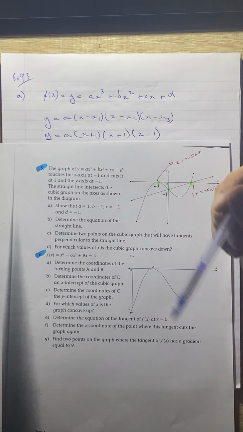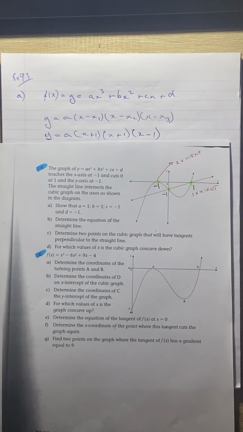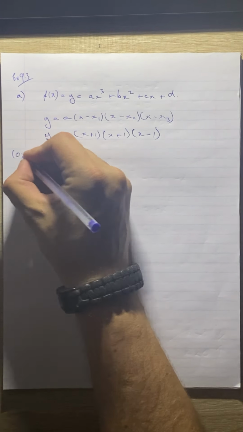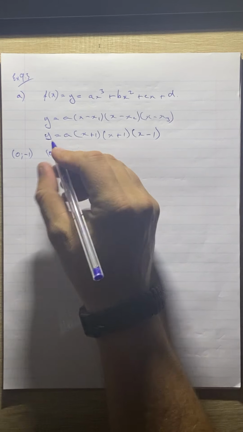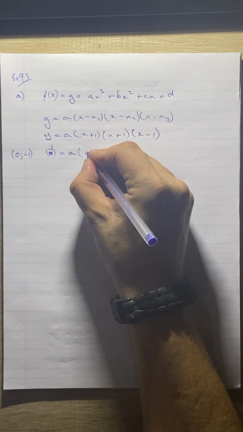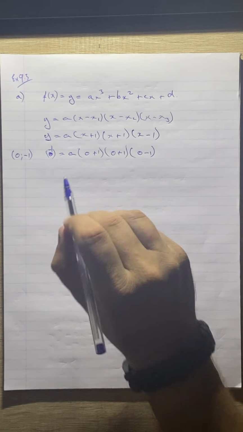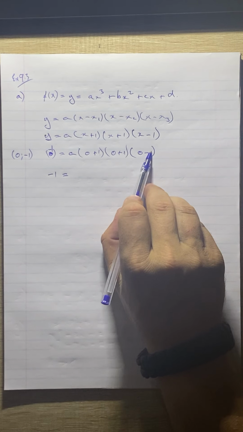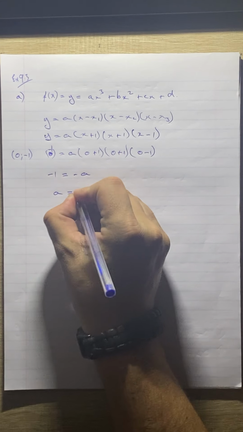Okay, now we need to find out what this a value is. In order to find that a value, I'm going to substitute a point in. And the point that we have is this one over here, which is (0, -1) for our y-intercept. So I'm going to be substituting in (0, -1). I beg your pardon, our y value is -1 and our x value is 0. So we get 0 plus 1, 0 plus 1, and 0 minus 1. Okay, so we get here -1 is equal to, that's going to be 1 times 1 is 1, times -1 is -1, which gives us minus a. So that means that a is equal to 1.